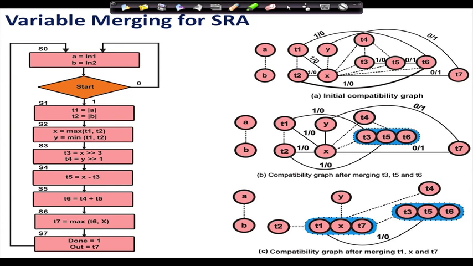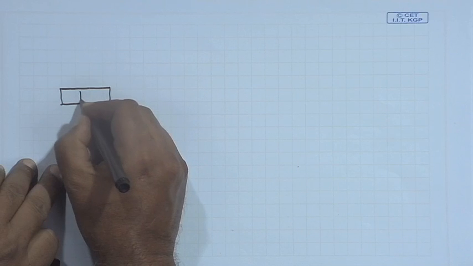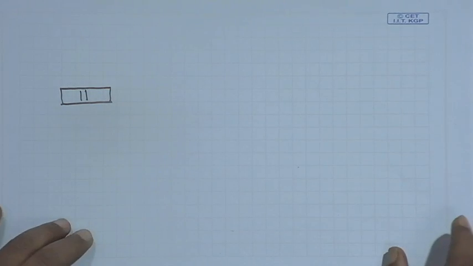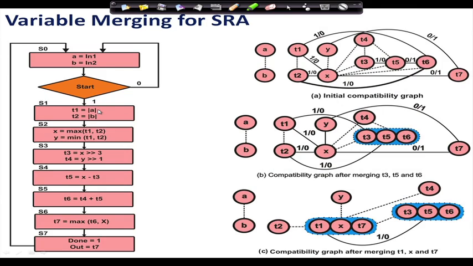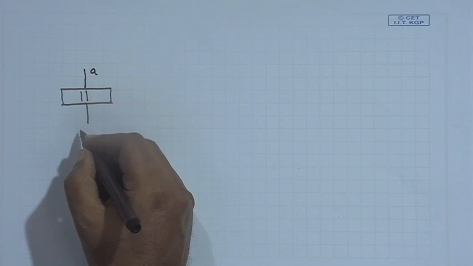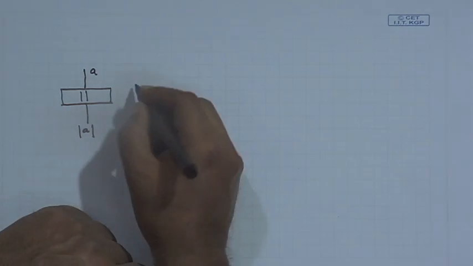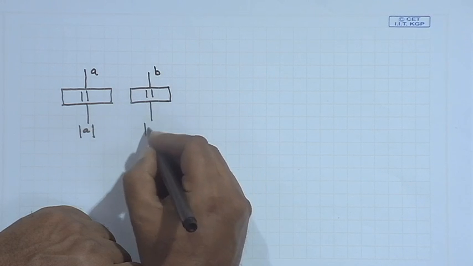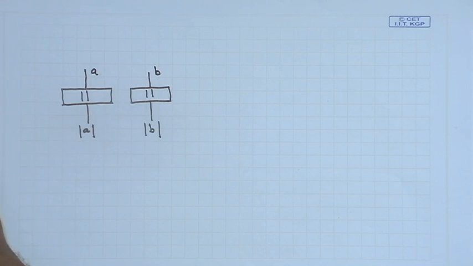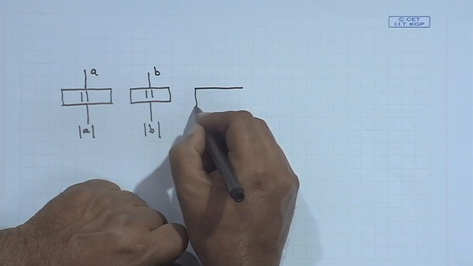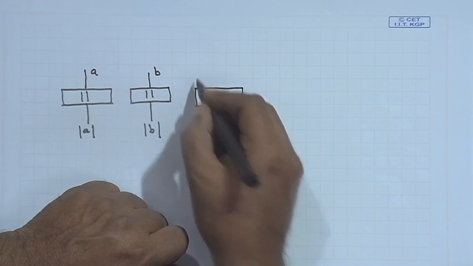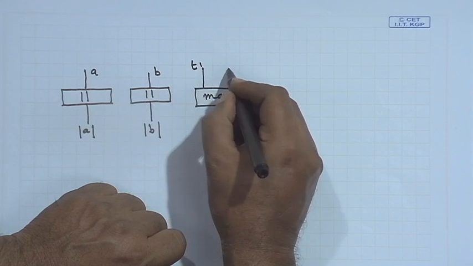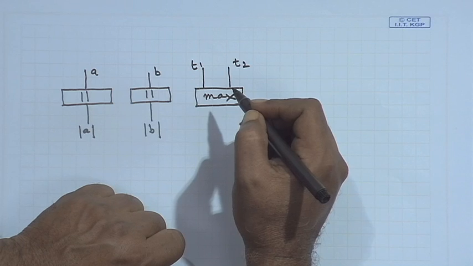So, I have an absolute computation coming at this stage, and its input is A and output is absolute value of A. I am using another one which is B. Now, here I have got a max operation, and what are the inputs of max? T1 and T2, and output of max is X.